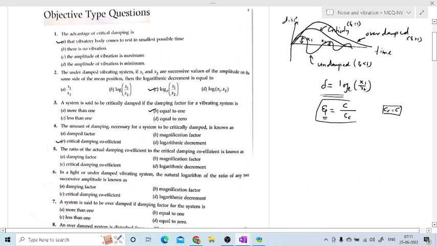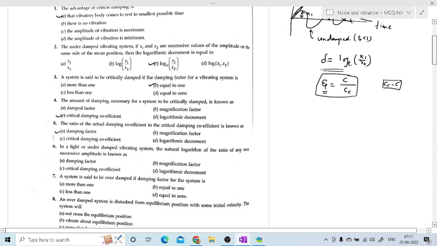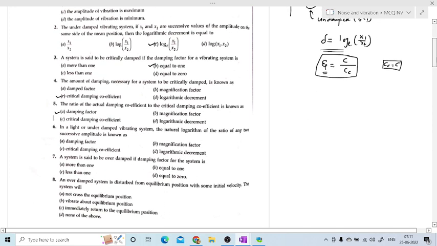The ratio of actual damping, that is C, divided by critical damping Cc is nothing but zeta, and zeta is damping factor or damping ratio. So it is damping factor. Okay. So the last 3 questions are based on C, Cc and zeta.